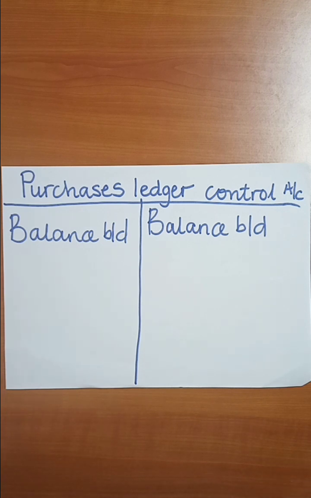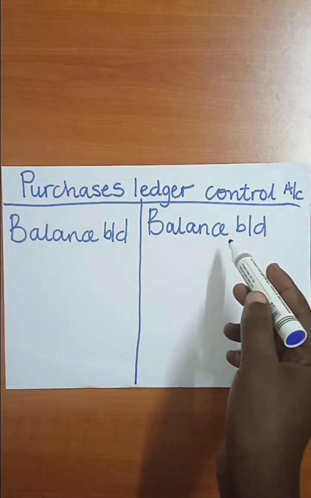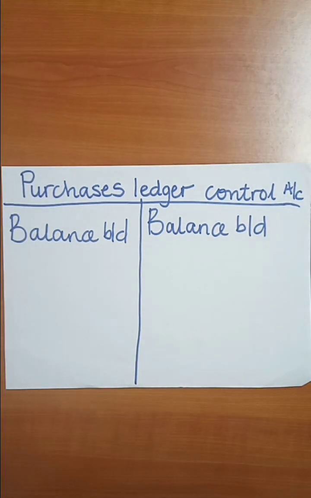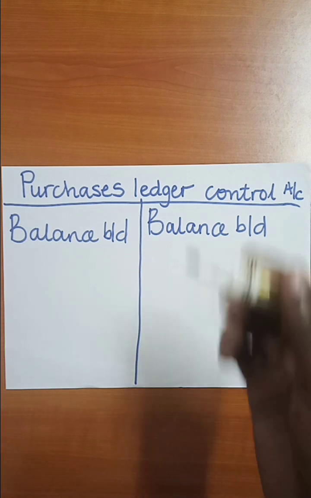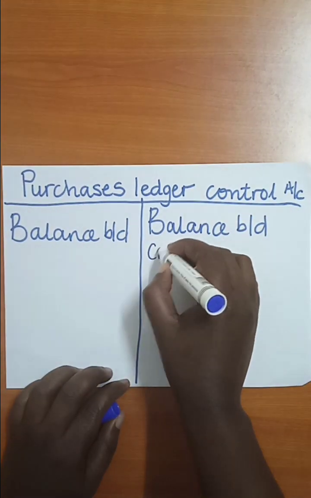We have credit purchases. Where do we record credit purchases? Is it the credit side or the debit side? Yes, it's credit because purchases has a debit balance. So we record it on the credit side to complete double entry, or to increase this balance.